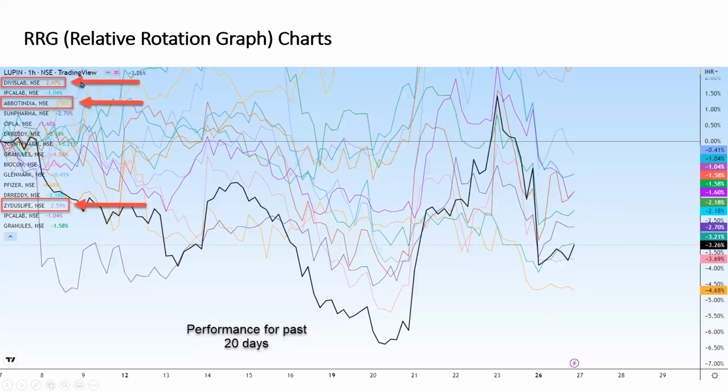For example, you can see the Divis Lab is 2.4, Abbott India is 7.5, Zydus is 2.5, rest everything is in negative. That means these are the stocks doing good and probably will continue to do good. So you can build your positions around stocks which are doing good in the sector which is doing good, and within the sector you have the best of the stocks. If you are doing a swing trade or SIP in a fundamentally good share, or you just want to analyze markets analytically, this kind of indicator helps you give an edge over others.